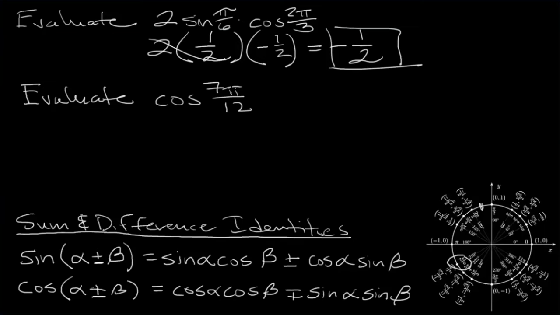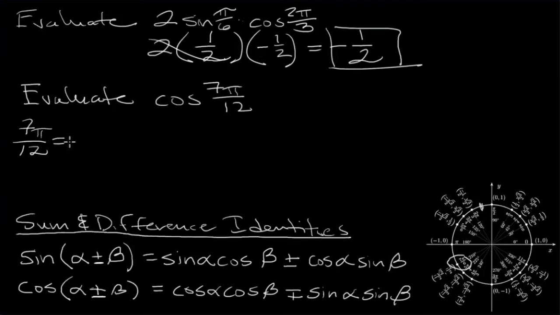But here's where students struggle. They're like, well, I'm not seeing how that helps me out here. There's not two angles there. So what we need to do is take that 7 pi over 12, and we need to rewrite it as two separate angles.